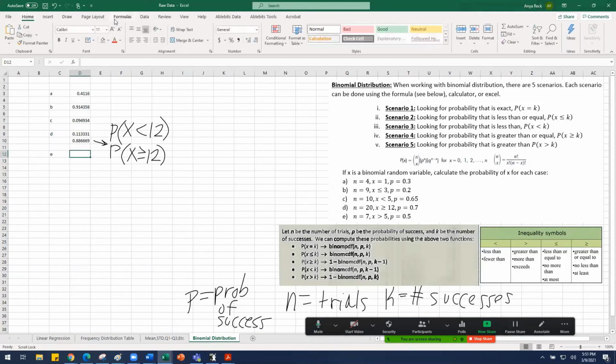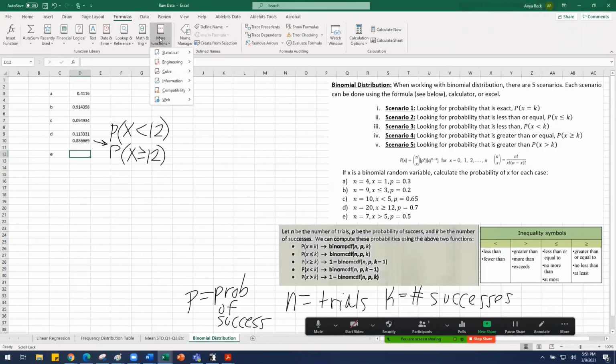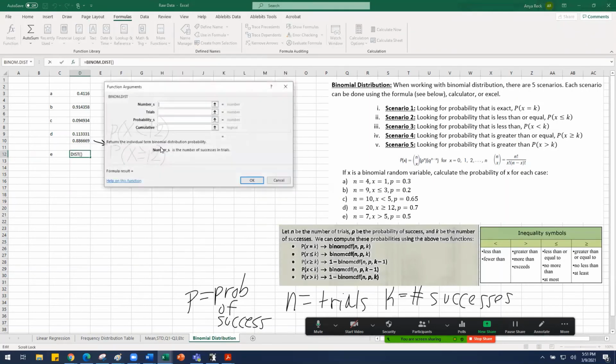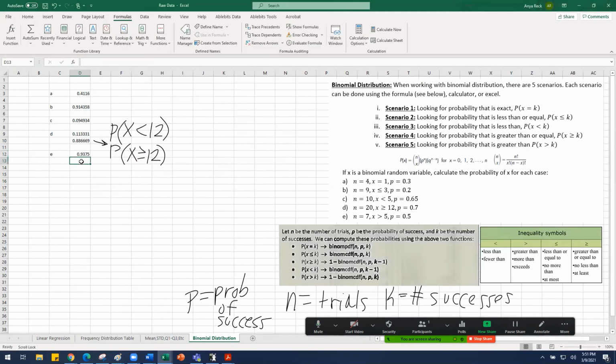So we'll go to formulas, more functions, statistical, binomial distribution. So our K value was 5. Trials was the N value. Probability of success was 0.5. This is a cumulative distribution, true. Now we have to do the 1 minus because that's what the formula shows. So 1 minus the previous answer.